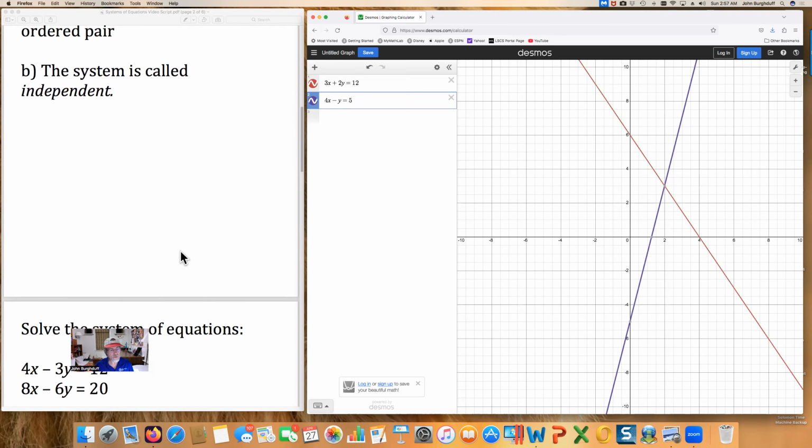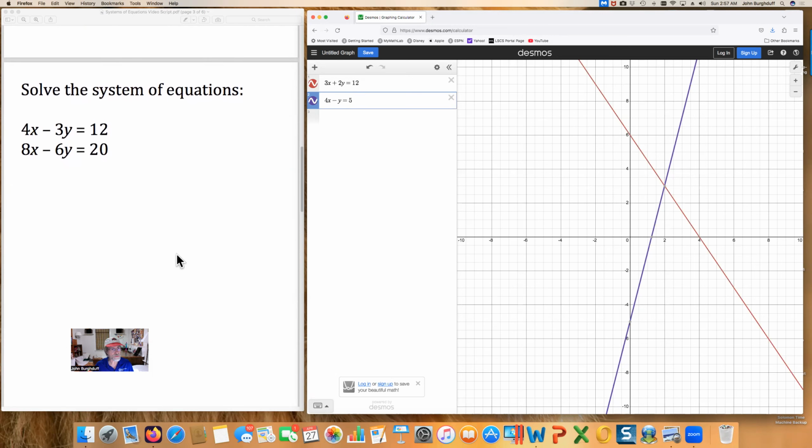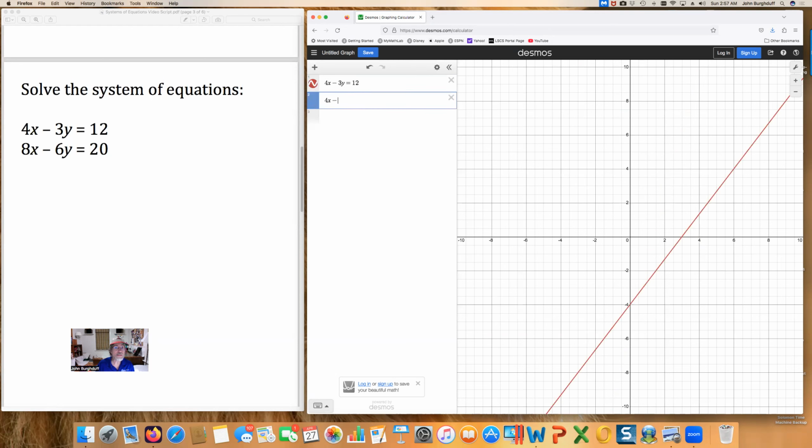So how could this happen? Let's look at another system here, and I'm going to graph this one. Again, just using Desmos because it's very efficient and very fast. 4x minus 3y equals 12 is one, and the other is 8x minus 6y equals 20. And notice that these two lines, in fact, do not cross. They are parallel, and that is something that can happen.